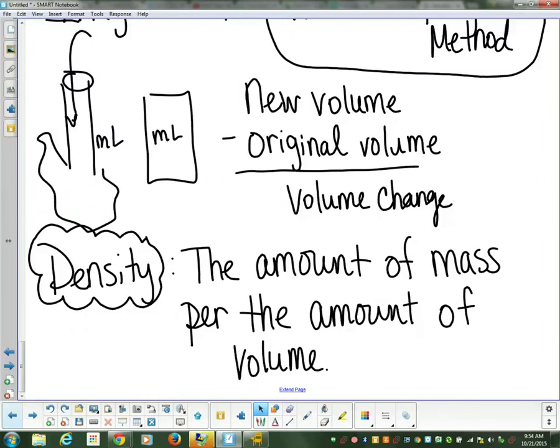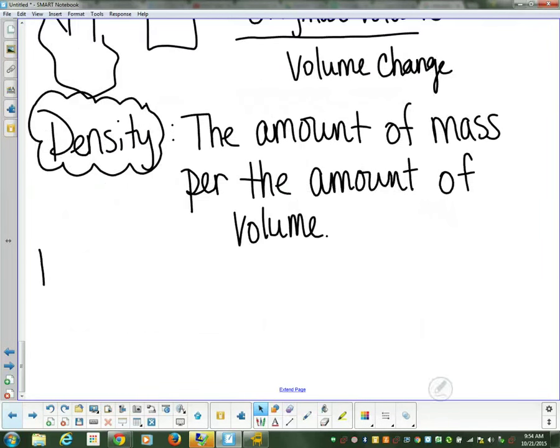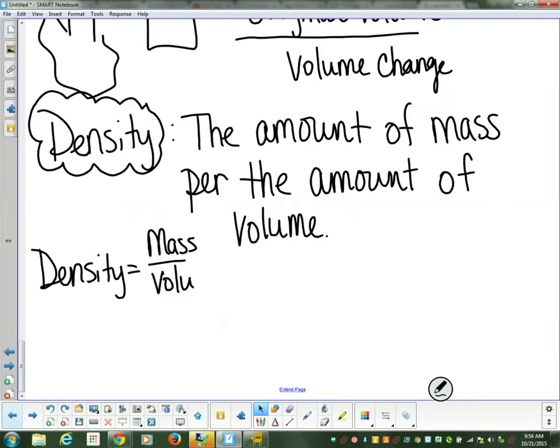Which can also be written as density equals mass divided by volume, or sometimes you'll see it written as D equals M divided by V. They all mean the same thing. This is just a shorthand way to express it, D equals M over V.